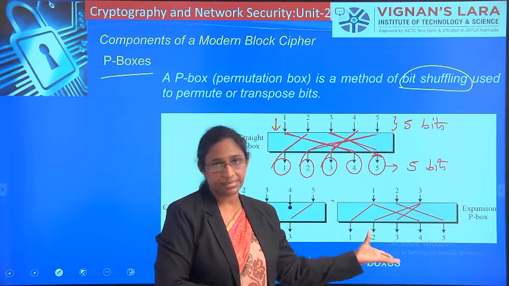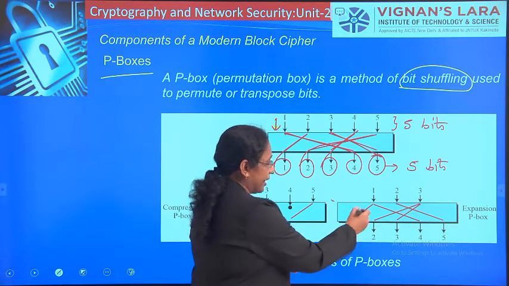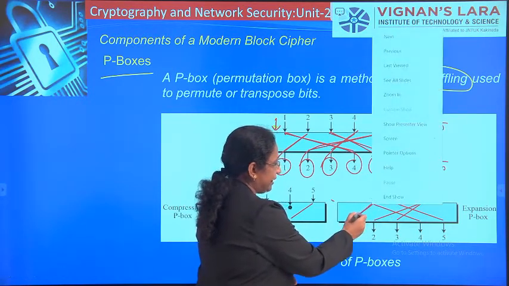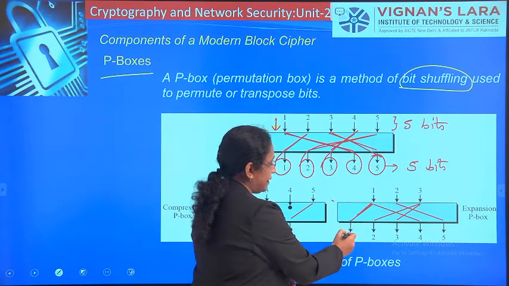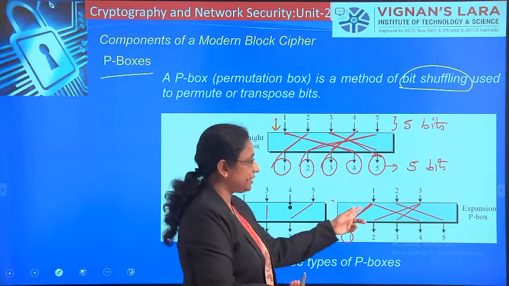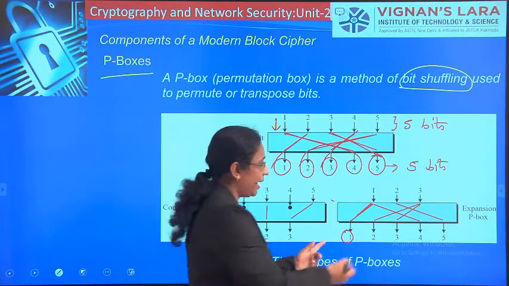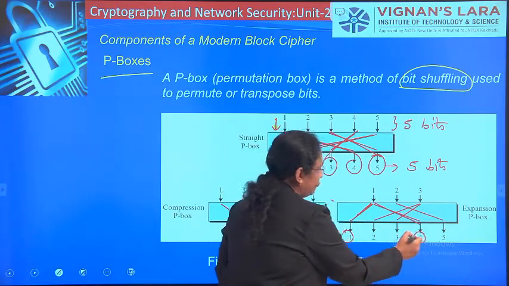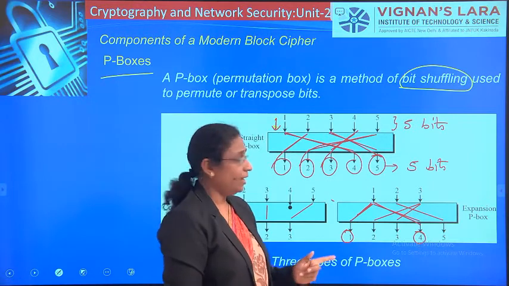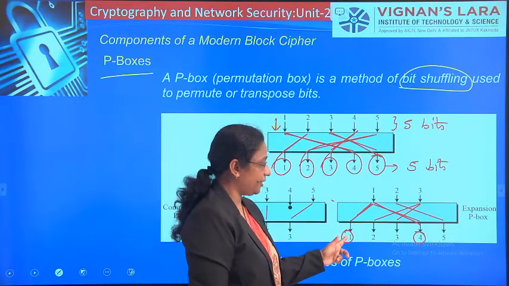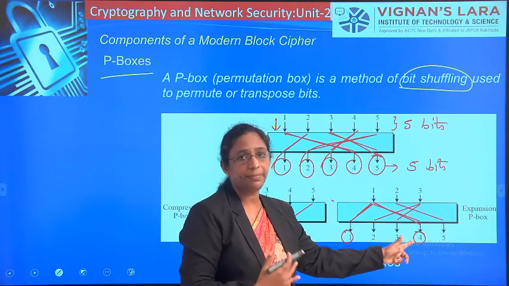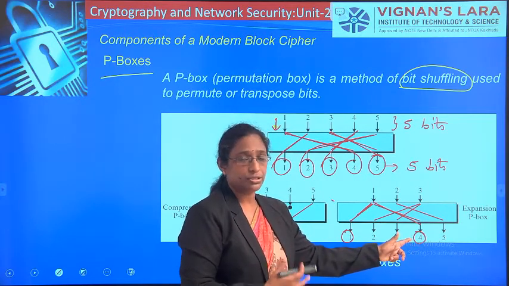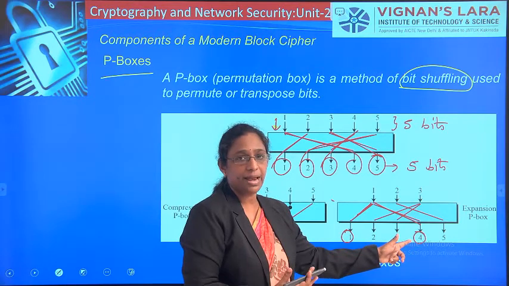So if we see here, bit 1 is repeated 2 times. 1 is becoming the first bit, and also the 4th bit. In this way we repeat the bits, and by repeating the bits we can expand the output.